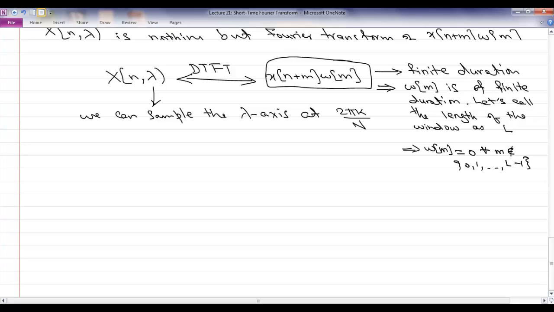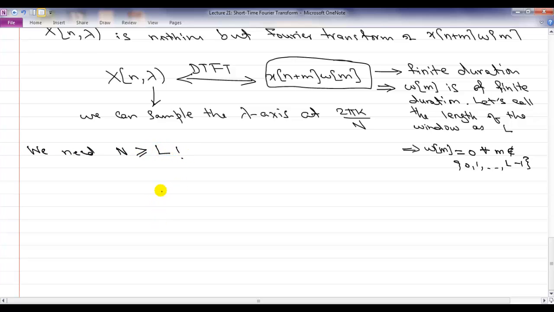What is the other condition that we need? We must make sure that the number of samples we collect is bigger than the length of the sequence, which is L in this case, because if my window is of length L, then x[n+m]w[m] is of length L. So the other condition is we need N greater than or equal to L.